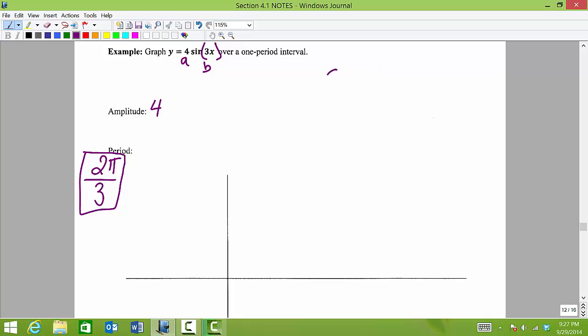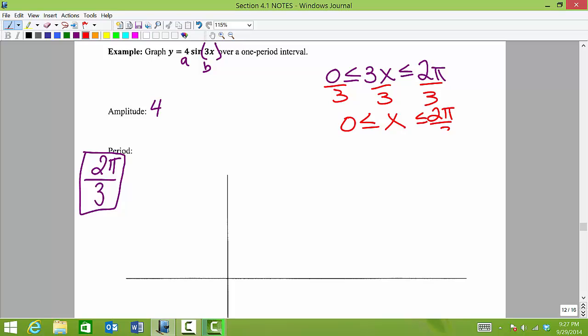To see where we start and where we end, we will always take the input of our function, put it between 0 and 2 pi, and then solve for x. So our graph will start at 0 and will end at 2 pi over 3.